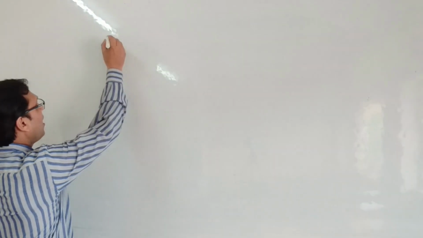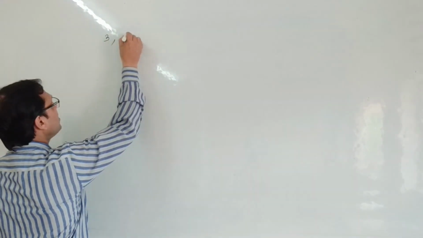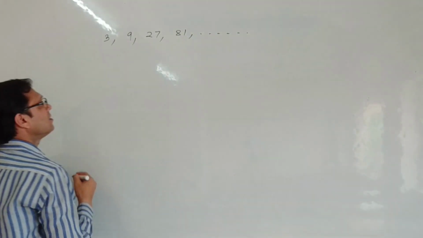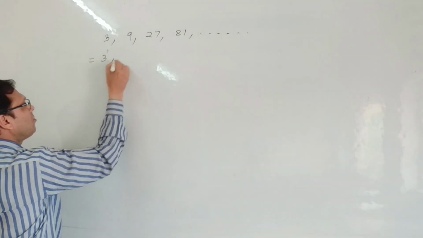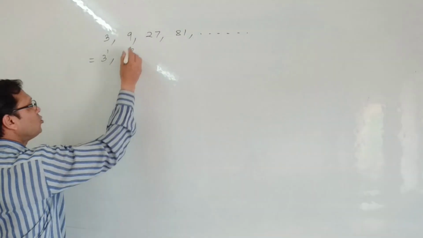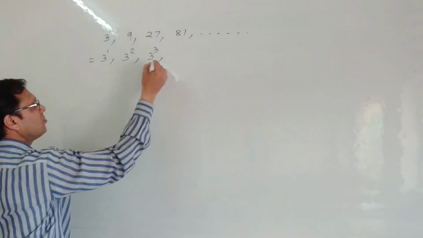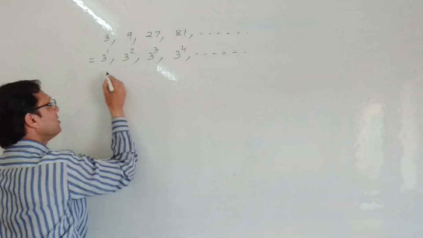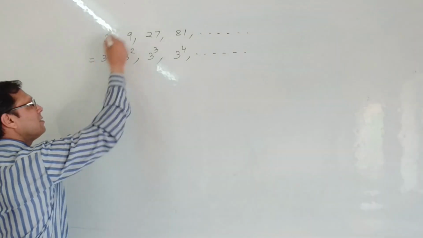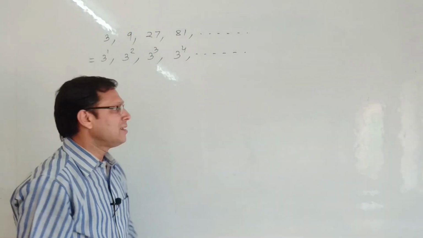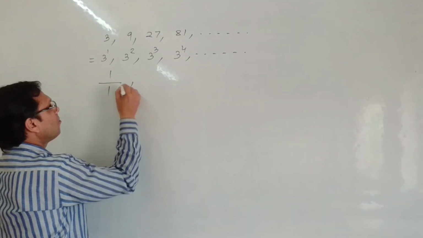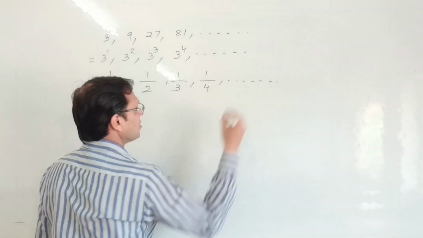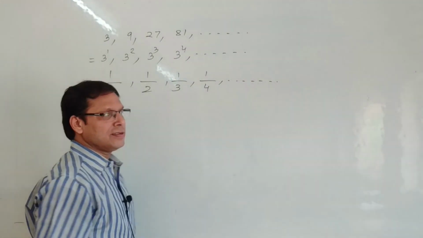You see, I am writing some numbers, suppose 3, 9, 27, 81, likewise goes on. So this can be written as 3 to the power 1, 3 square or 3 to the power 2, 3 cube or 3 to the power 3, 3 to the power 4, likewise goes on. So these numbers are written with some definite rule. That's why this one is called a sequence. Next, another example, 1 by 1, 1 by 2, 1 by 3, 1 by 4, likewise goes on. Also this one is another sequence.